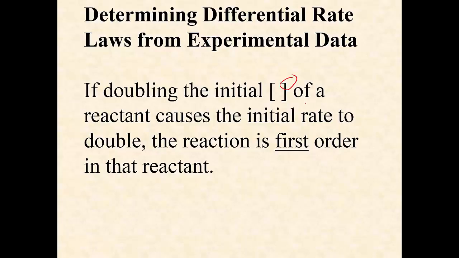Remember, it's an exponent. So let's just say you doubled the concentration, this happens a lot. Oh, it went from 0.1 to 0.2. You doubled the concentration and it doubled the rate. So you ask yourself, well, 2 to what power is going to be 2? X has to be 1, so it's a first order reaction.